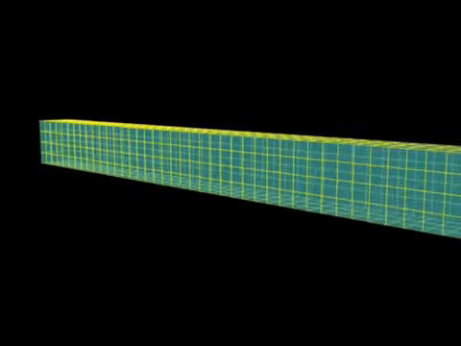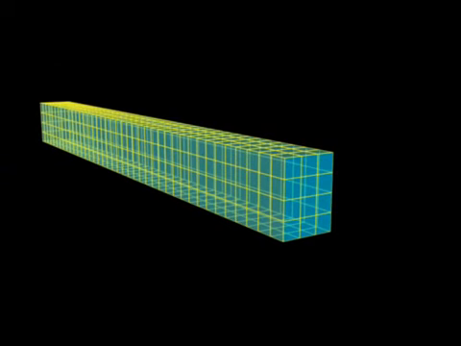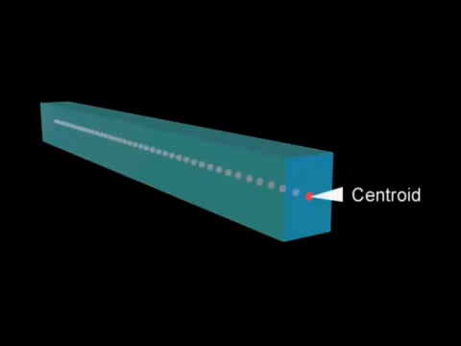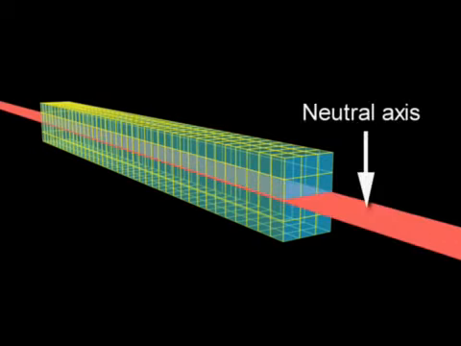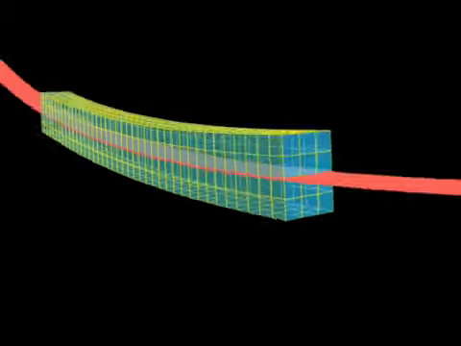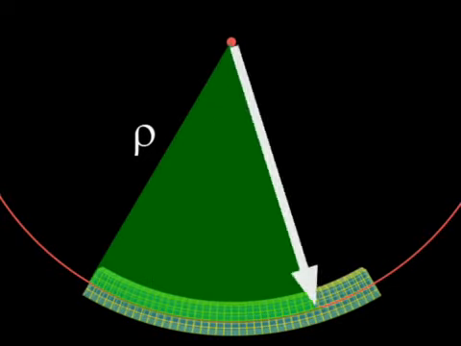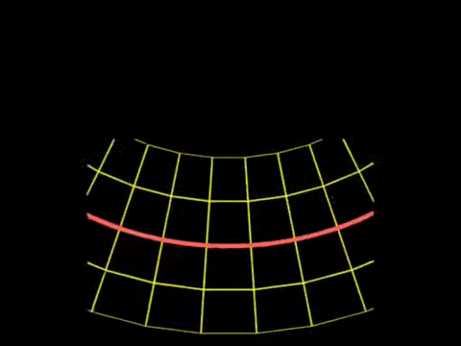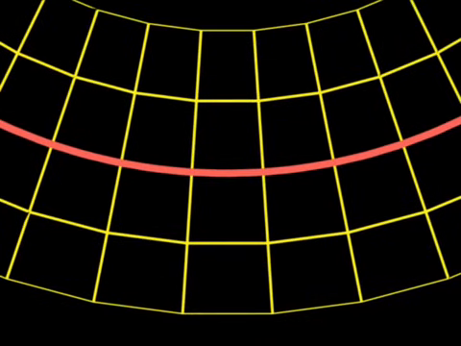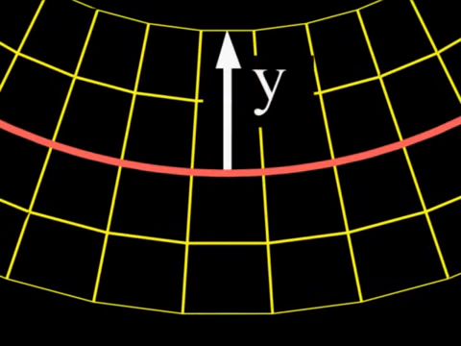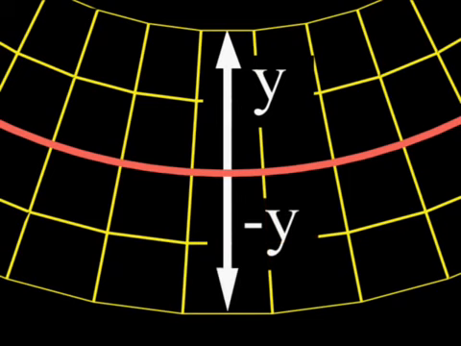For linearly elastic beams, this neutral axis passes through the centroid of the cross-section, and when the beam is bent, forms an arc of radius ρ. We describe the position of a fiber by its distance y from the neutral axis. The amount of stretching or shortening in a fiber depends on its y value. Y coordinates above the neutral axis are positive and below it negative.